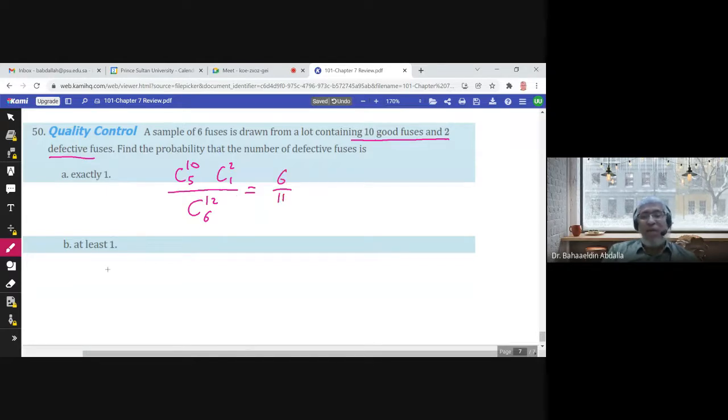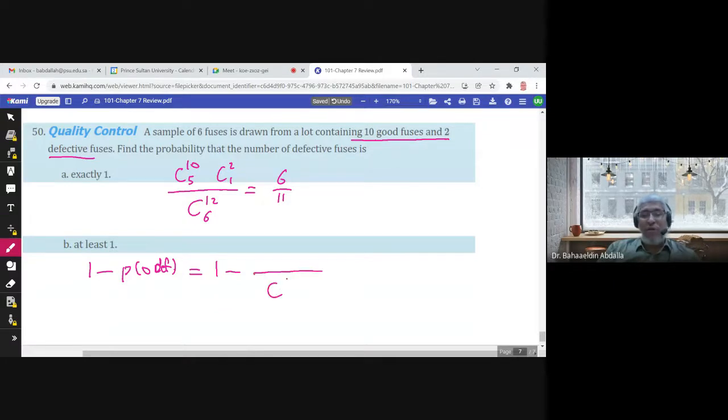At least one defective, okay? At least one means always 1 minus probability of 0 defectives, okay? So it's 1 minus. You can find it in another way, okay? Because we have only 2 defectives. So you can find probability of 1 defective plus probability of 2 defectives, or 1 minus probability of 0 defectives.